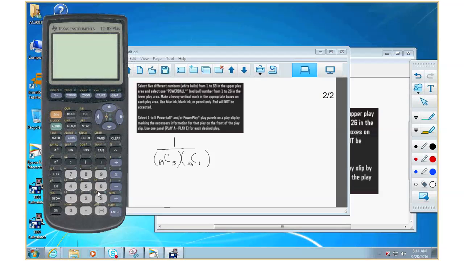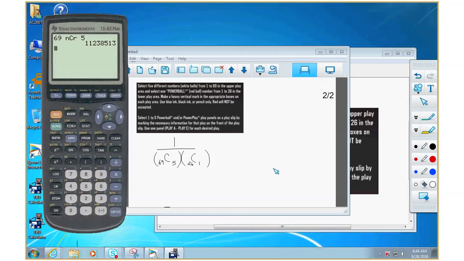So you type in 69 and then you type in math, which is right there. Let's see where it is. It says math. And then go over to probability and go to nCr. And 5. It's a big number, but that's the number.